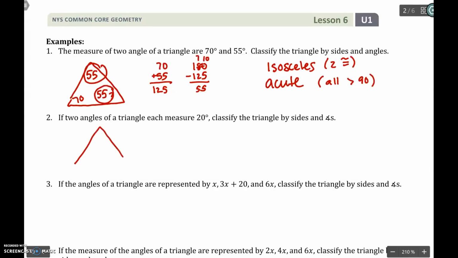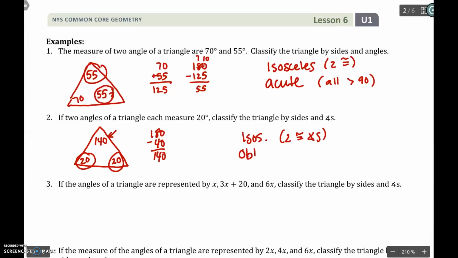Okay, same idea here. If 2 angles of a triangle each measure 20 degrees, then we need to know what the third one is. So we add those together, you're going to get 40. And when you subtract that from 180, you'll find out that the third angle is 140. So just like the other one, because we have 2 that are congruent, it is isosceles. And because one of them is larger than 90, it is obtuse.